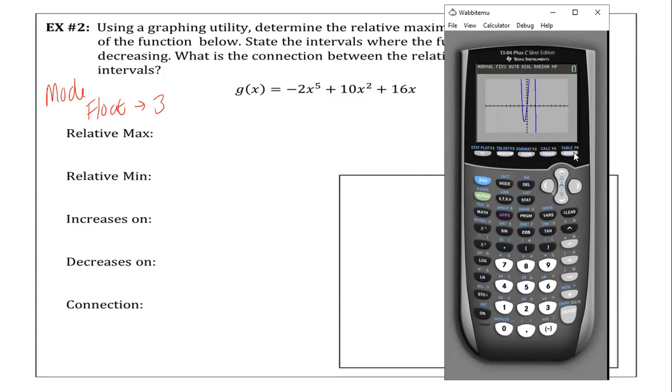So when you look here, can I see my full polynomial? I cannot. So I either can zoom out or I can adjust my window, whichever way you want to do it. If I go zoom and I zoom out, I'm going to hit zoom, zoom out.